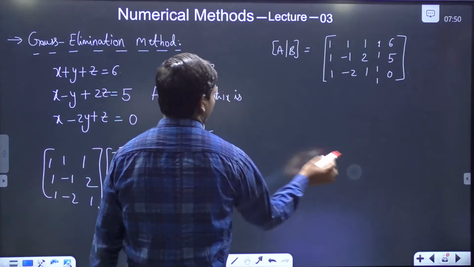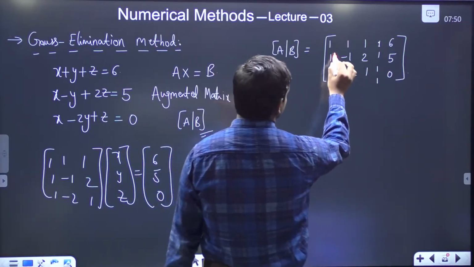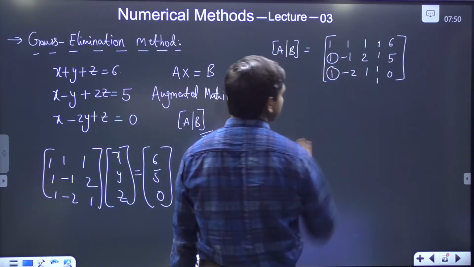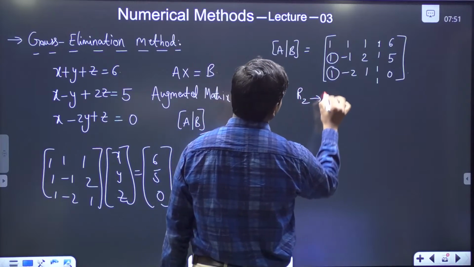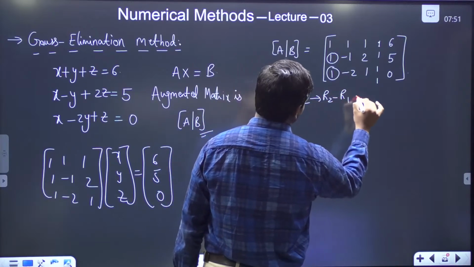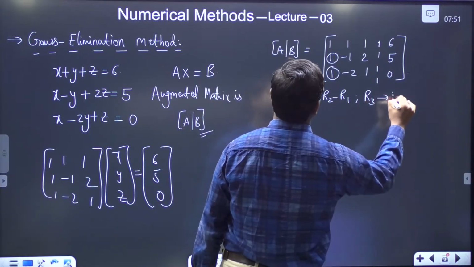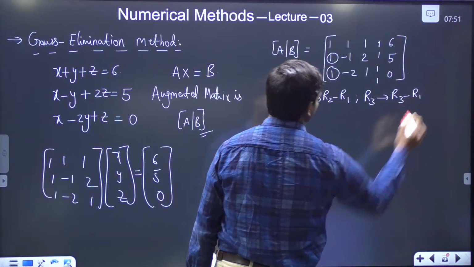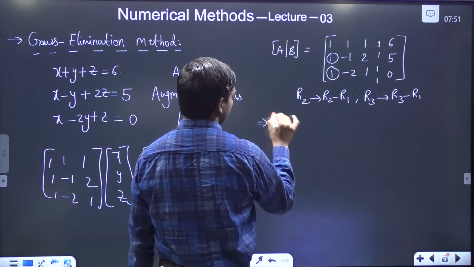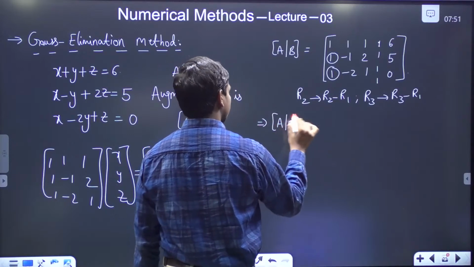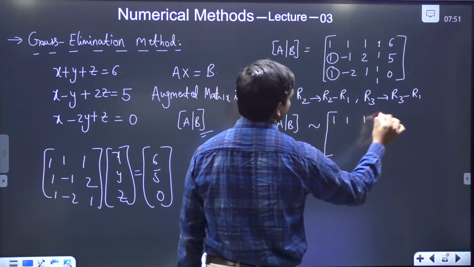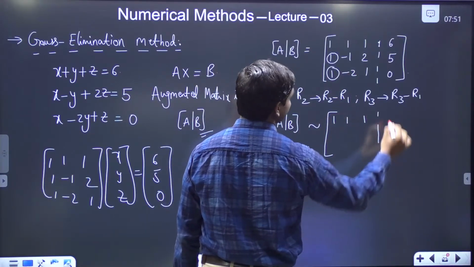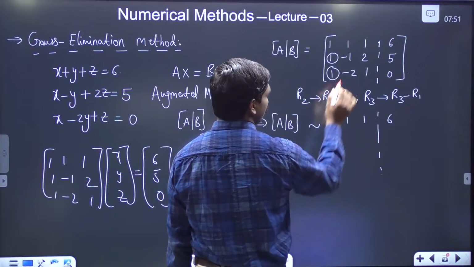Okay, so now to convert this into row echelon form, we need to make these two elements zeros first of all, correct? So let us apply the transformation R2 changes to R2 minus R1 and R3 changes to R3 minus R1. So if you apply this transformation, this implies A augmented B is equivalent to, first row doesn't get changed, so 1, 1, 1, then we have this, and 6, second row, R2 minus R1.